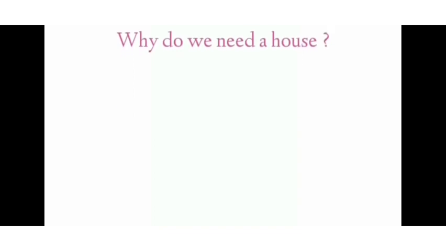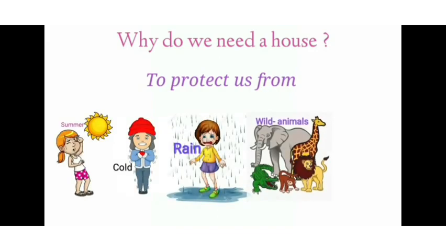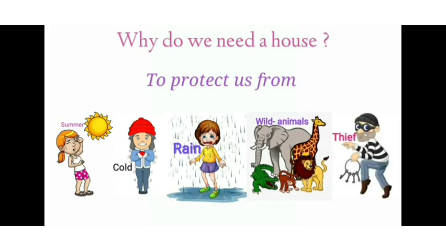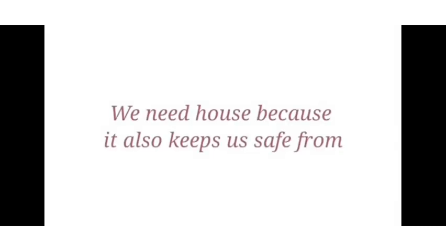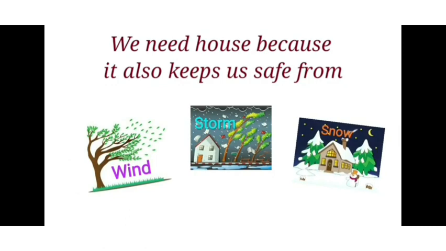Now tell me again, why do we need a house? We need a house to protect us from summer heat, cold, rain, wild animals and thieves. Repeat with me children: house protects us from heat, cold, rain, wild animals and thieves. So all say with me, we need a house because it also keeps us safe from wind, storm and snow.